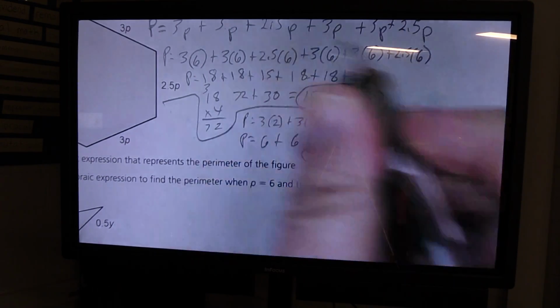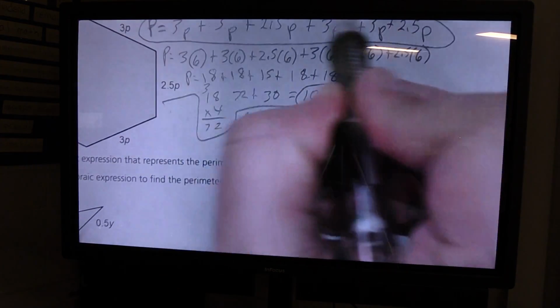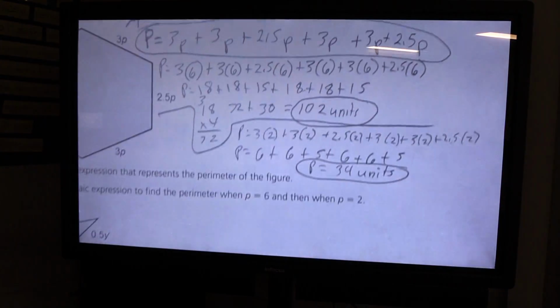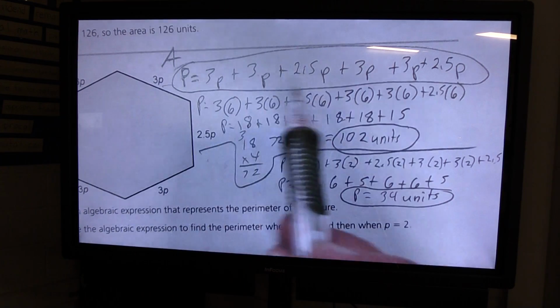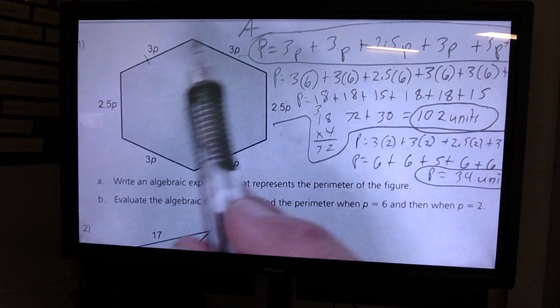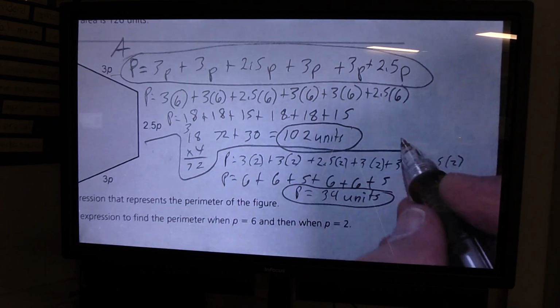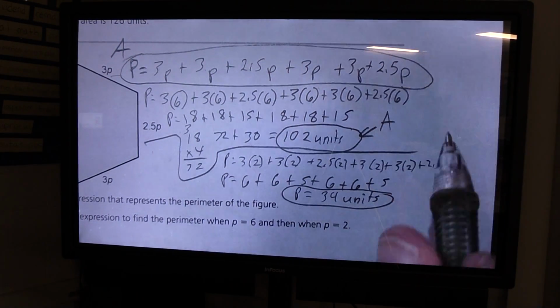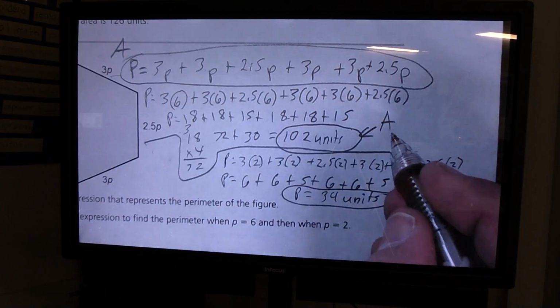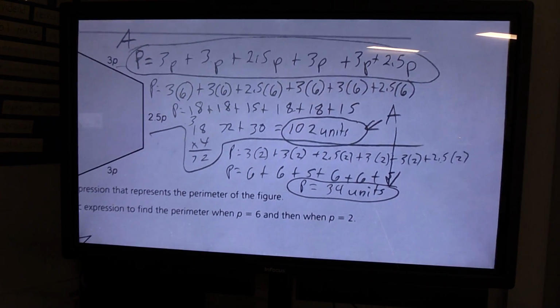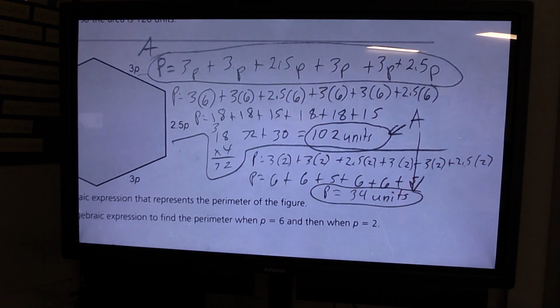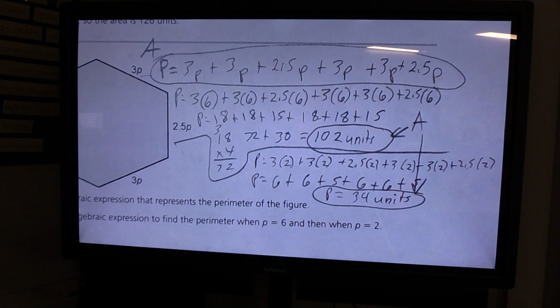So I have 3 answers here. This is my answer for A, when I wrote an algebraic expression to represent the perimeter of the shape. And then A had 2 parts. It had when p equaled 6, and it had when p equals 2. And my math practice, once again, is I use what I know about finding the perimeter of a hexagon and using my order of operations to find my answer.